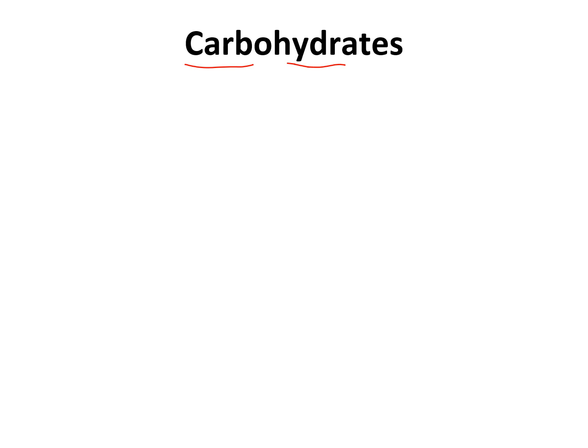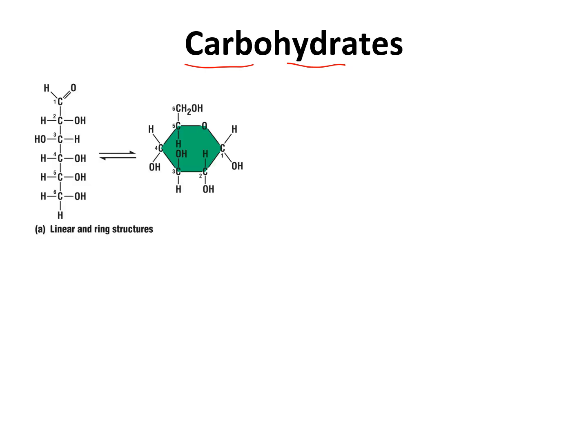And carbohydrates, their main purpose is to provide energy for the cell, readily usable energy. And some carbohydrates are also involved in structure. The basic monomer that makes up the carbohydrates are the monosaccharides. So monosaccharides are also referred to as the simple sugars.